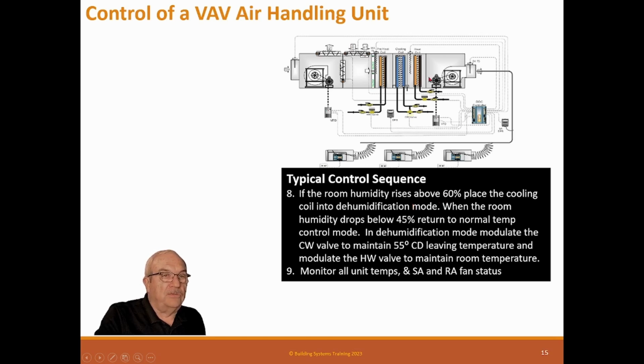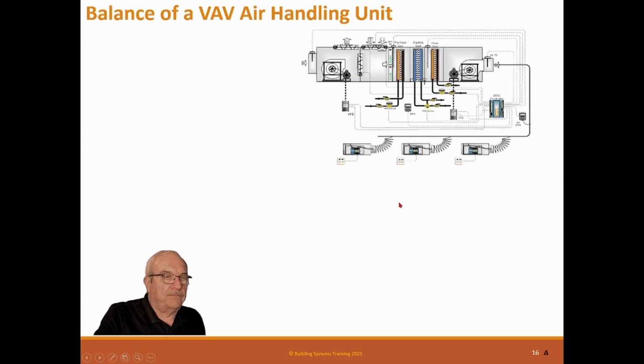So what's going to happen is if this sensor down here detects 60% humidity in the space, then it's going to go into dehumidification mode. So it's going to drop the temperature in this cooling coil to start wringing moisture out. And then it's going to raise the temperature here with a hot water coil to keep our set point the same until the space gets below 45%, and then we turn it back to temperature mode. So that's a standard dehumidification mode.